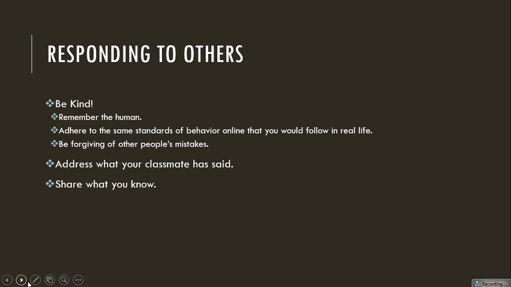We want to make sure that we're following the golden rule, if you will, to speak to others as you would like them to speak to you. You want to make sure that you're forgiving of other people's mistakes. Even if they proofread, they may spell something wrong, or they may use a word wrong. That shouldn't be the topic of your post back to them. The topic of your post should be about the content that they're talking about, not the way that they said it. So don't nitpick at one another.